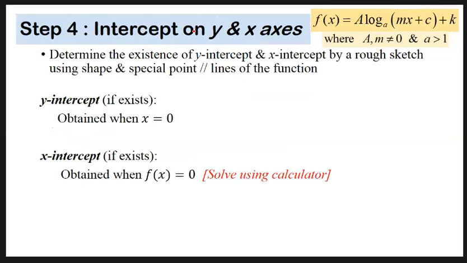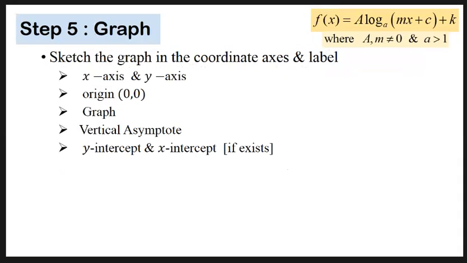We would like to identify the x and y intercepts, and in this step I would like to have a rough sketch to observe whether the x and y intercepts exist or not. If they exist, we try to find them by calculation or just solve using a calculator. If they don't, we just ignore the calculations. Then at last, combine all this information. We go for the graph.